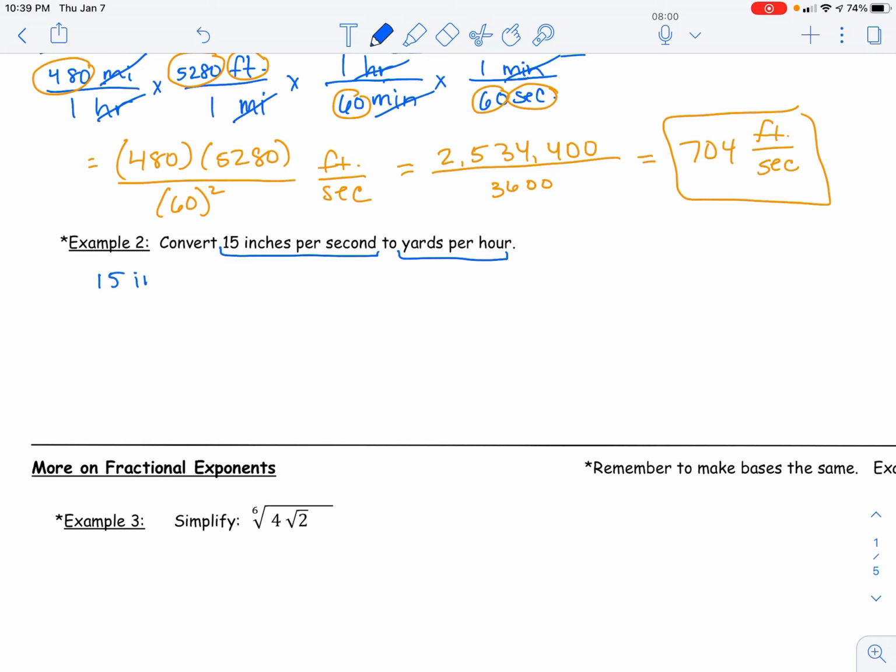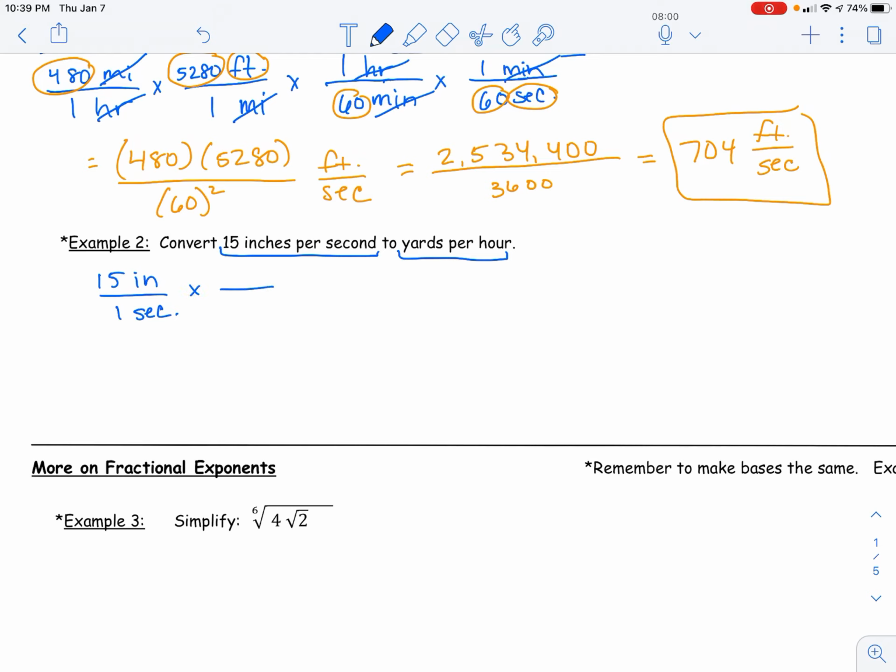So we're going to put 15 inches per 1 second. Okay, now we're trying to get to yards per hour. So let's do our distance first because that's what step 2 says, convert distance, and then we'll convert time.